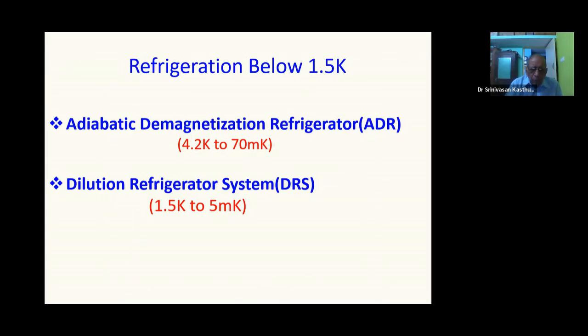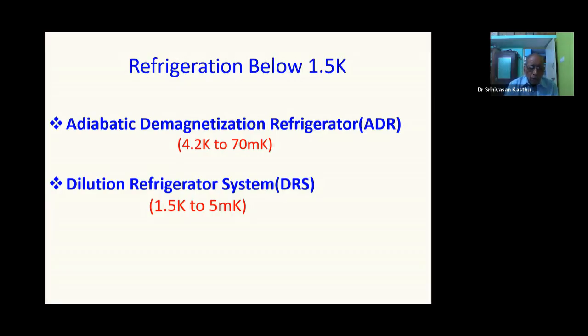There are two methods. One is called the adiabatic demagnetization refrigerator, which is called ADR. Normally, its useful temperature range is from 4.2 Kelvin to 70 millikelvin. Okay, please understand, 70 millikelvin is 70 times 10 to the power minus 3 Kelvin. Right. Now, the dilution refrigerator system is another methodology to reach low temperatures, and here you will be able to reach from 1.5 Kelvin to 5 millikelvin.